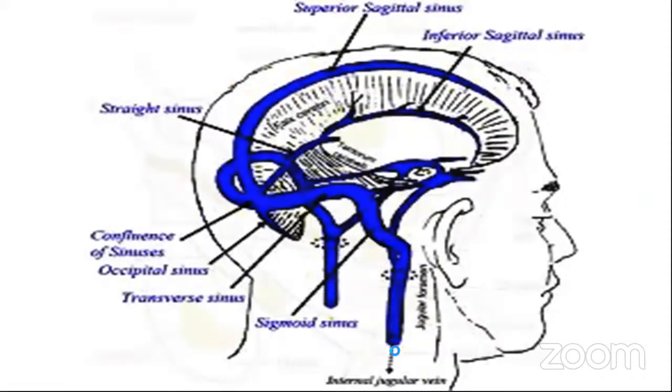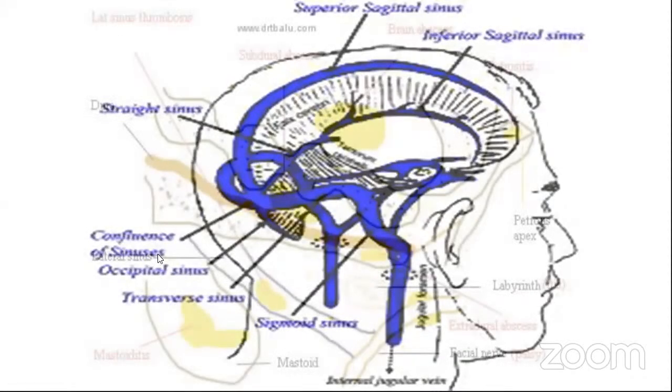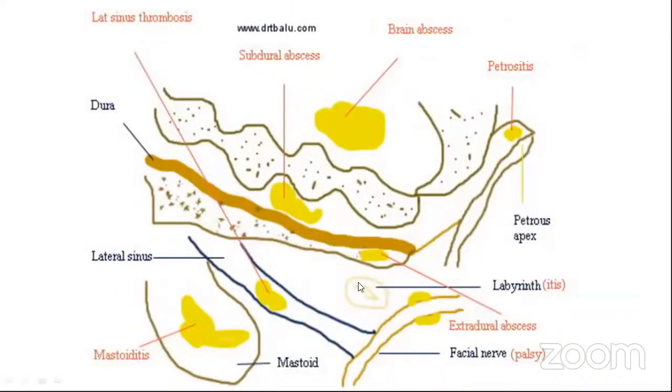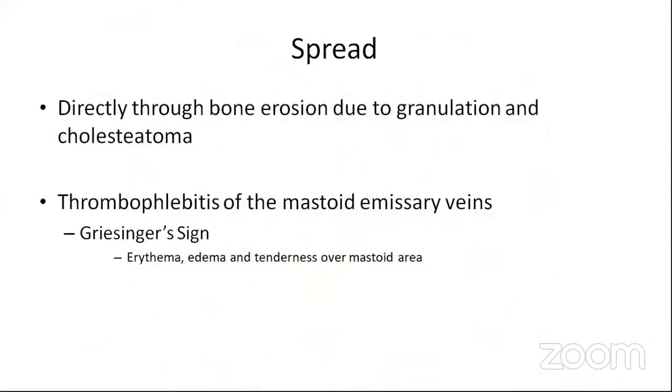Here you can see this is where the infection from the middle ear cleft is going into the lateral sinus. This is the lateral sinus where the thrombus formation occurs, and that is called lateral sinus thrombosis. It can be directly through bone erosion due to granulation or cholesteatoma, or it could be because of thrombophlebitis of the mastoid emissary veins, and that sign is called Griesinger's sign. In Griesinger's sign, there will be erythema, edema and tenderness over the mastoid area.